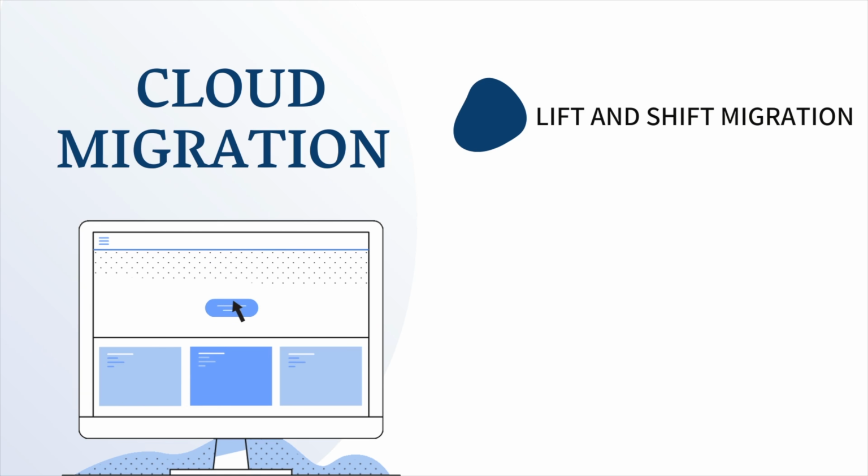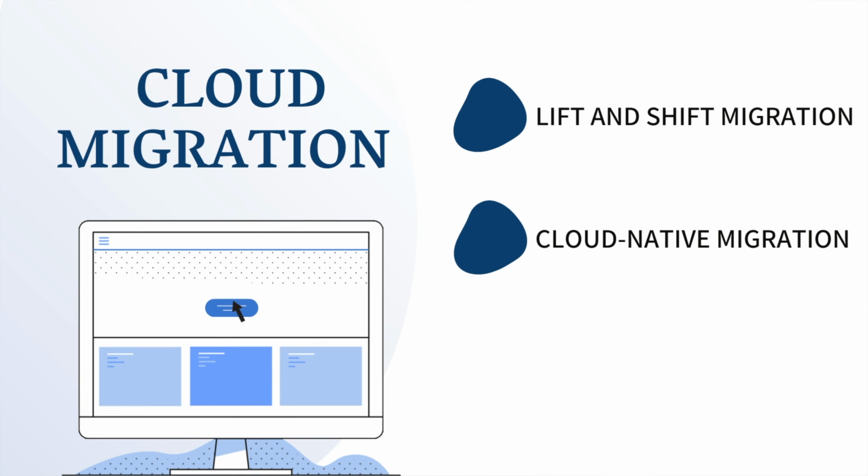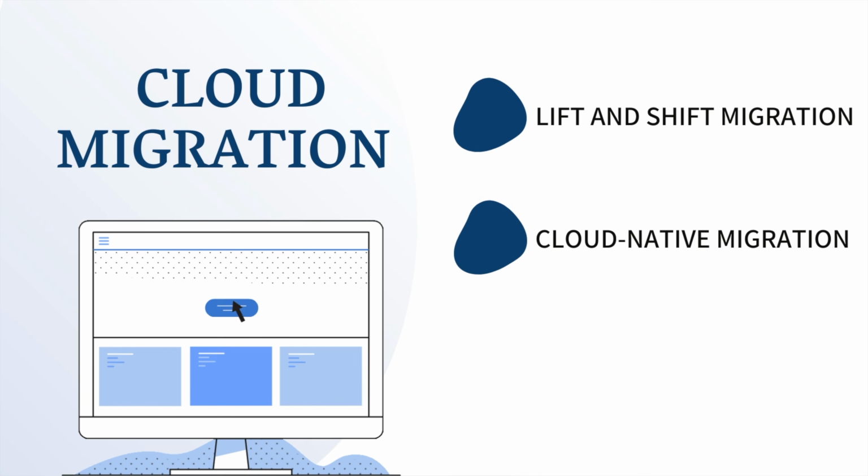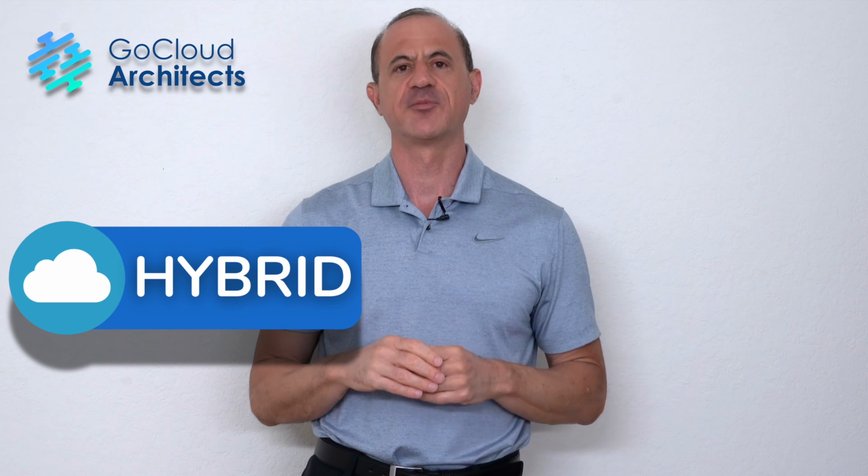So we talked about the lift and shift migration, which is copying your things and moving them to the cloud. We talked about the cloud native migration, which is basically refactor your applications and then move them to the cloud. Now let's talk about the hybrid. Now we love this hybrid approach. We find it to be the best in our perspective.